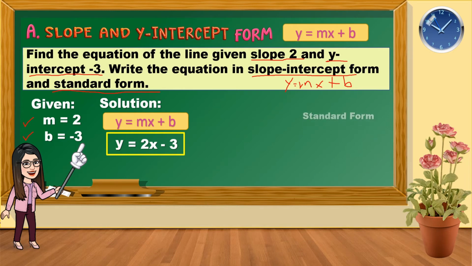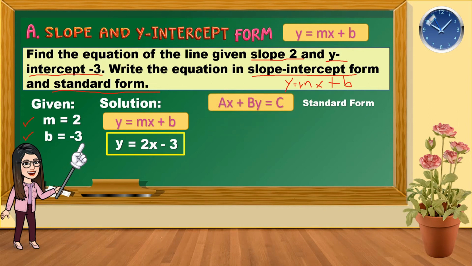Ano naman yung ating standard form? And what is the pattern for this standard form? So, ito yung pattern. We have ax plus by equals c. Transform this into standard form. So, anong gagawin natin? So, rewrite lang natin yung ating equation dito. So, we have y equals 2x minus 3. And then, anong sunod na gagawin natin? So, since ang x and y ay magkasama dito sa ating left side of the equation, therefore, si 2x will be moved here. Ililipat natin siya doon.